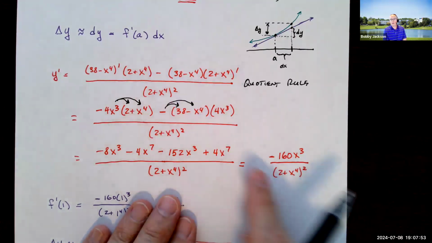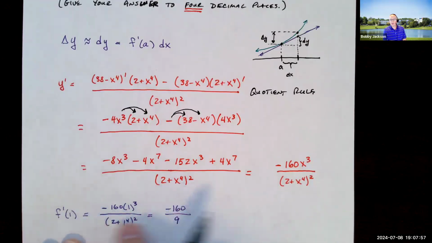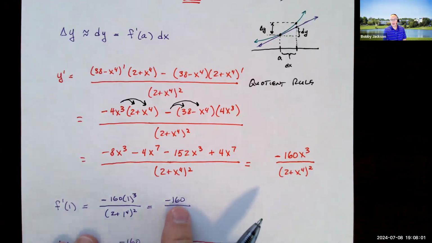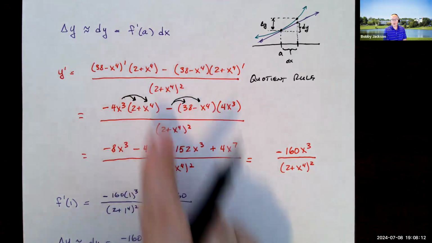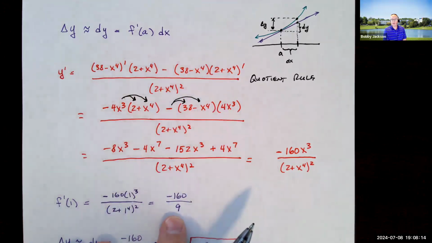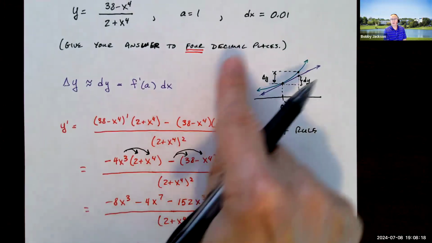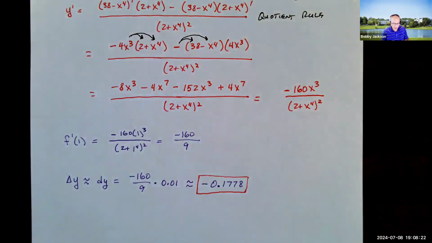I'd need f prime of a. Remember, the value of a was 1. So I'm just going to evaluate this derivative at x equals 1. And when I plug in, I get negative 160 over 9, right? 2 plus 1 squared is 3 squared. And so now I'm just going to plug in, right? f prime of a is negative 160 divided by 9. dx, remember, we were just given that. That's 0.01. And so I just need to multiply that out.